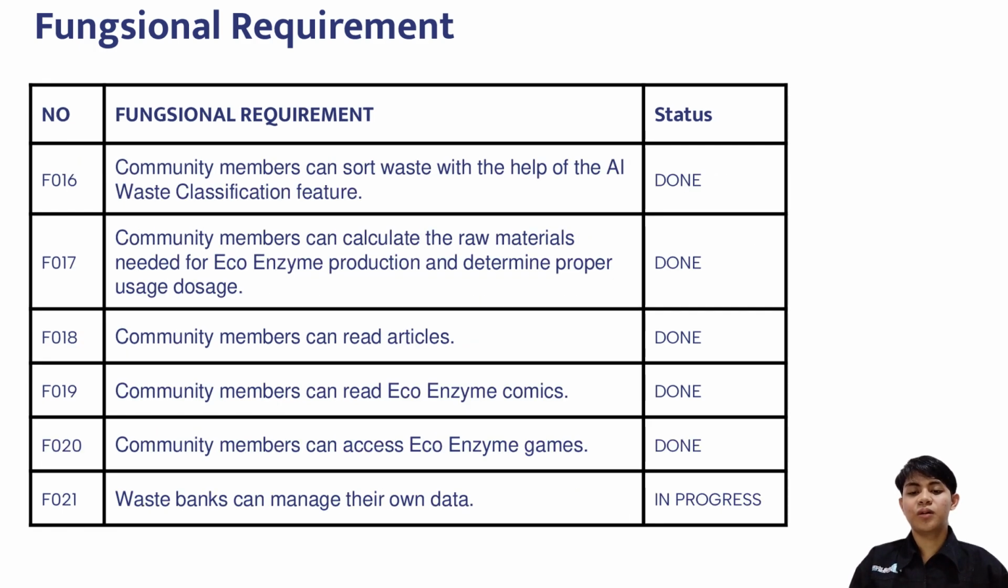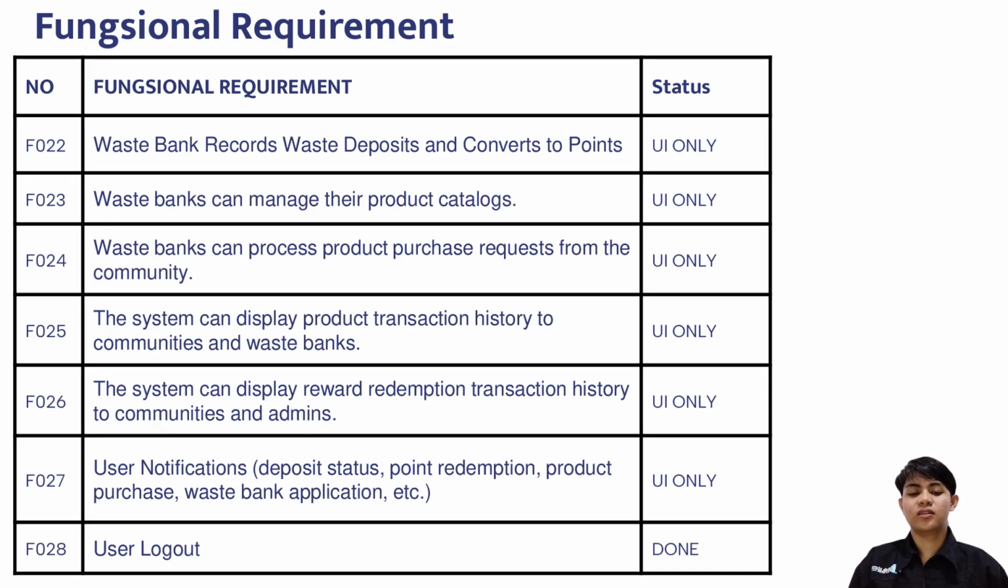and then community member can sort waste with the help of the AI waste classification feature, done status, and then community member can calculate the raw material needs of Eco Enzym product to determine proper use size, status is done. And then community member can read article, status is done, and then community member can read the Eco Enzym comic, status is done, and then the last, user logout, the status is done.